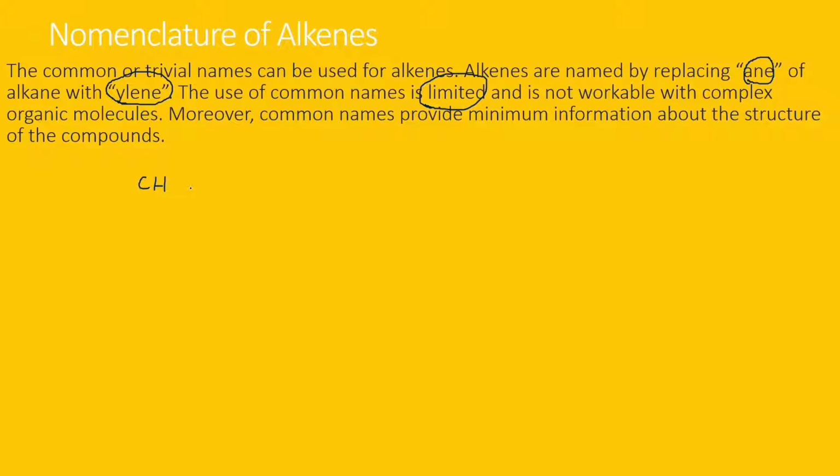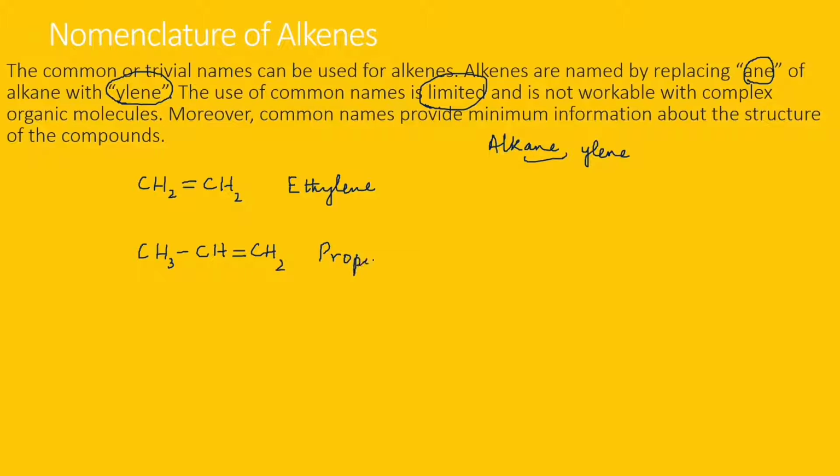Like if I make a carbon chain of 2 carbons, it would be CH2 double bond CH2. So how am I going to name it? I will replace the "ane" from alkane with Y-L-E-N-E. So the name would become ethylene. Similarly, if I draw a chain of 3 carbons like CH3, CH double bond CH2, it's a chain of 3 carbons, so the name would become propylene.